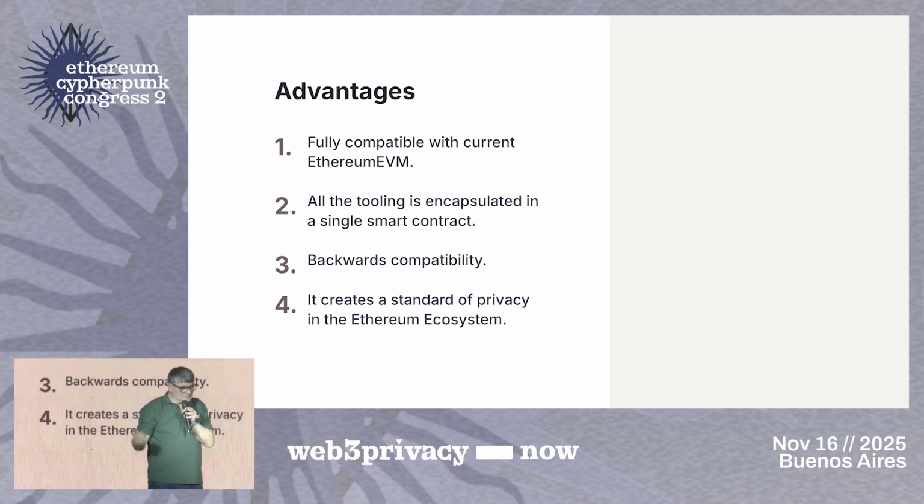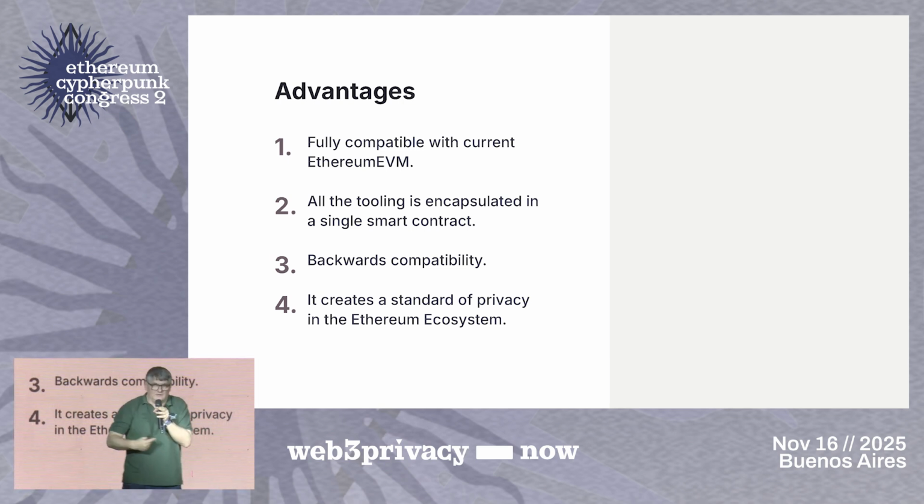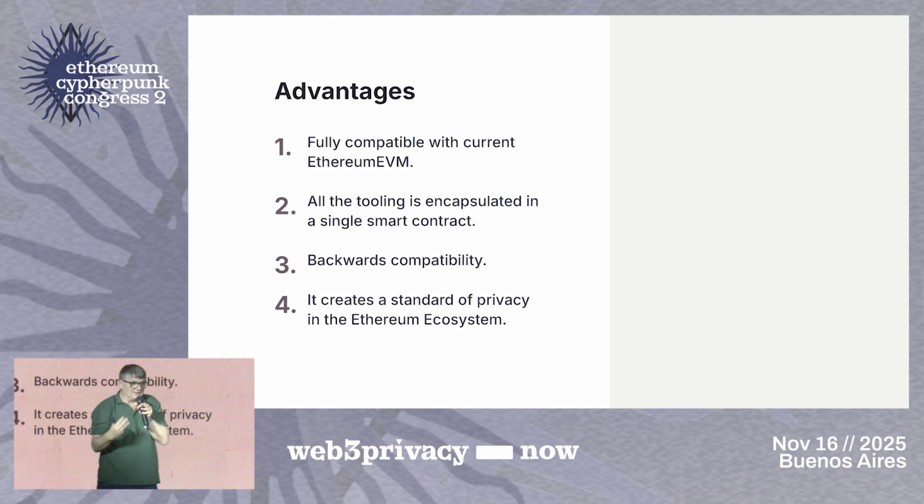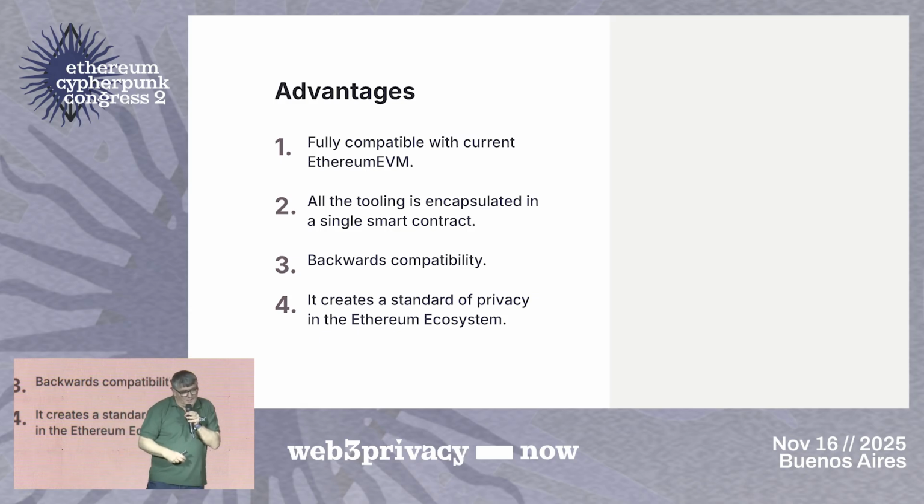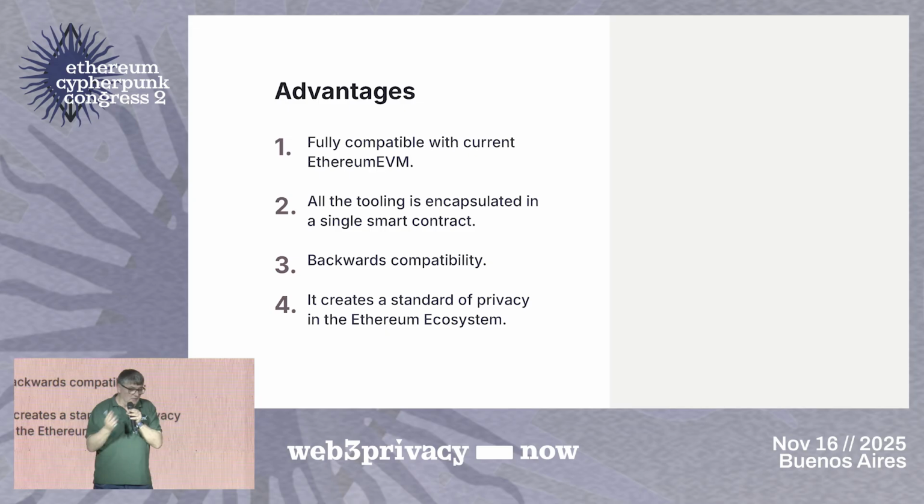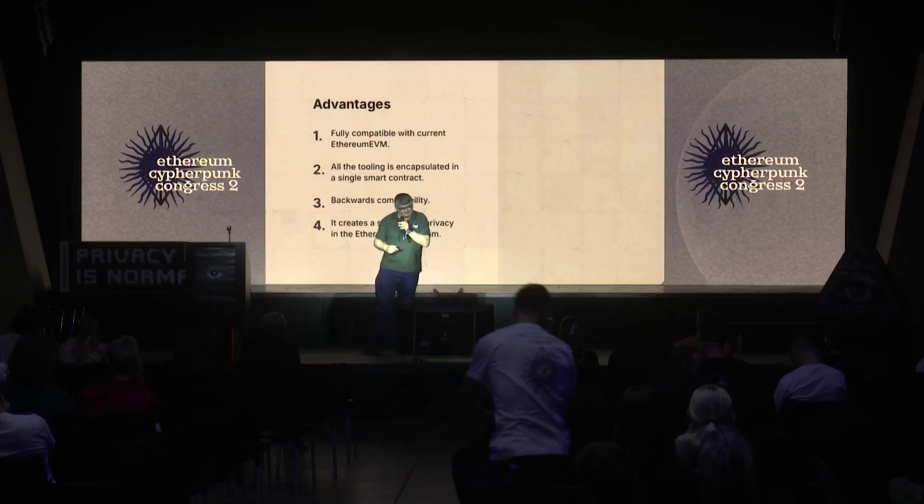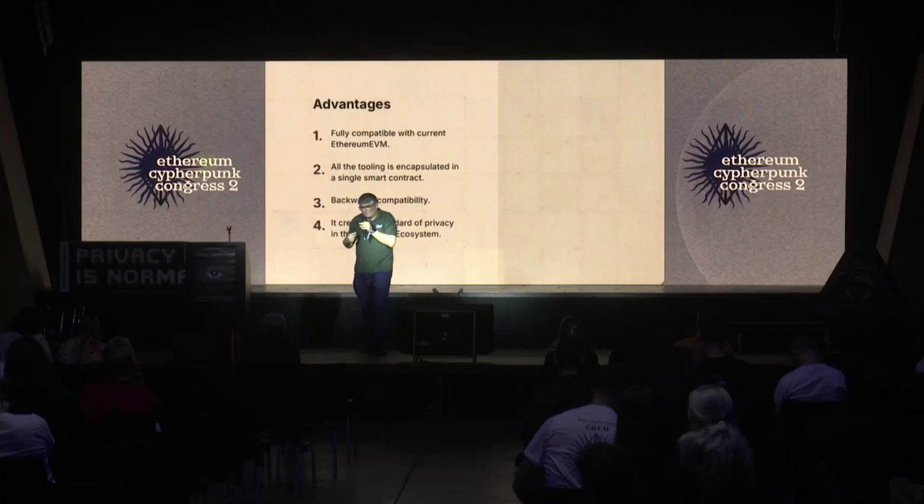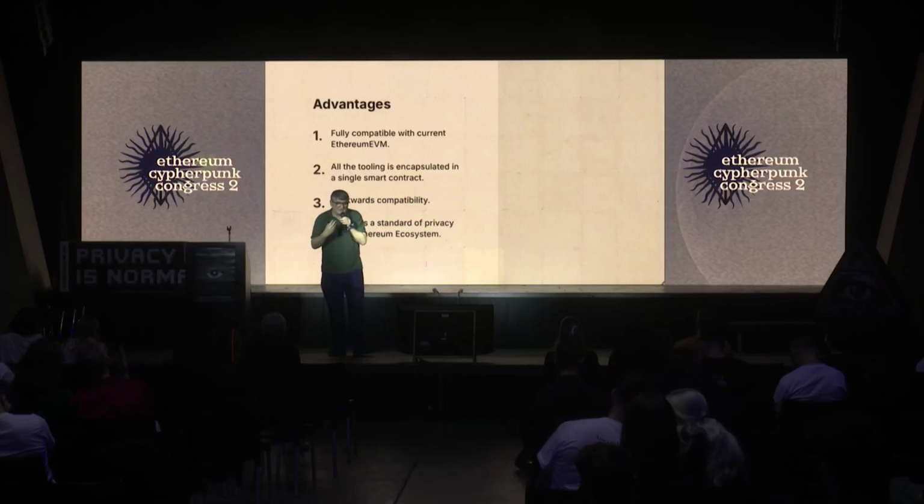So you see that this is fully compatible with the current Ethereum. It could even be updated to that, and it would be backwards compatible, where everything is public, but you can start writing new smart contracts that have privacy. You know, all the tooling could be embedded in the single smart contracts, it's backwards compatible, and you see that we can create a kind of standard for privacy to build on top of Ethereum, okay? And this is one of the advantages of this, okay?